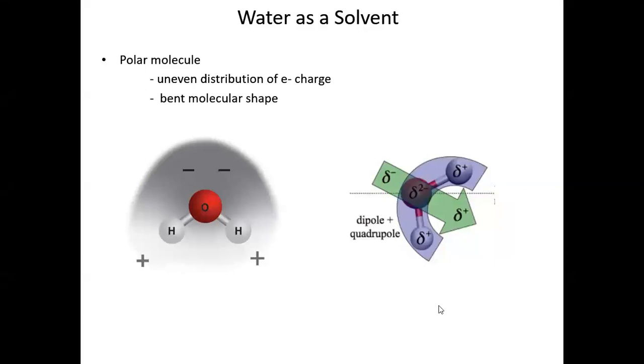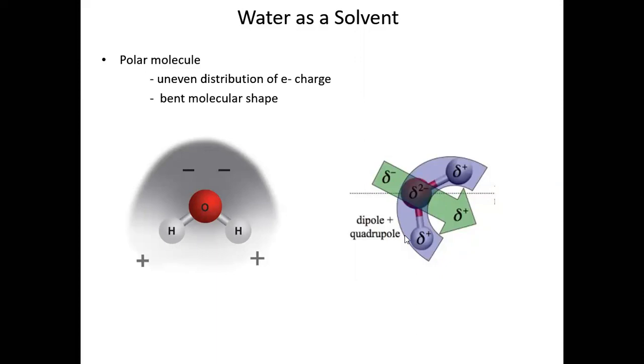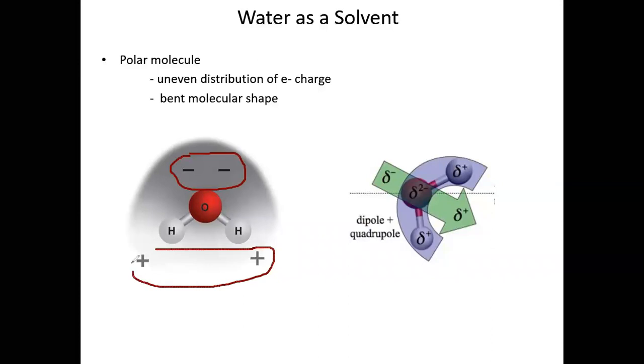So if you look at a molecule of water, one end of the molecule is negative, that's towards the oxygen, so the oxygen end is negative, the hydrogen end is positive. And this makes it ideal for dissolving ionic solvents.